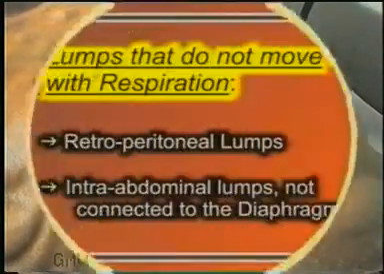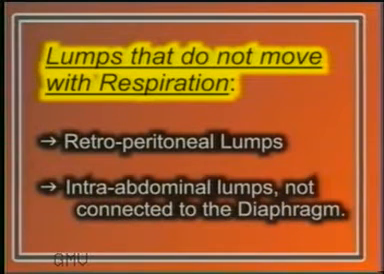Now this is a liver with multiple nodules. Note the movement with respiration. The lumps connected to the diaphragm, that is, from liver, gallbladder, spleen, and stomach, move very well with respiration. Renal lumps move slightly, while retroperitoneal lumps and intra-abdominal lumps not connected to the diaphragm do not move with respiration.